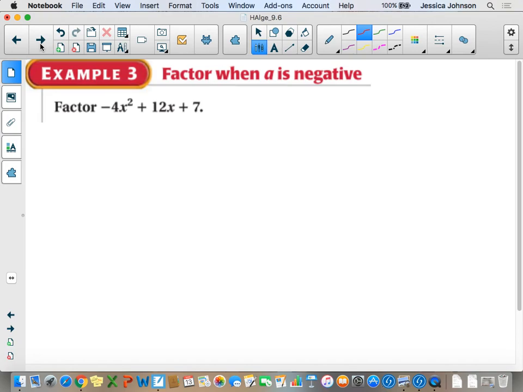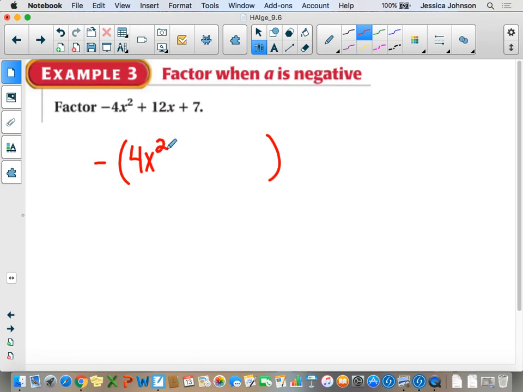Okay, our next set of problems is going to be when the a term is negative. Okay, I don't really want to work with that negative inside my parentheses. So the first thing I'm going to do is factor that negative out. Okay, negative 1 would come out of each of those numbers. So negative 1 times what gives me negative 4x squared? That'd be positive 4x squared.